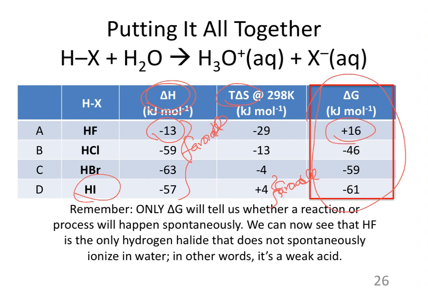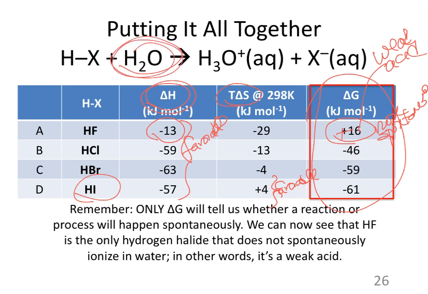Turns out that hydrogen fluoride is the only hydrogen halide that has a positive delta G, which means it is the only one that is non-spontaneous as an acid. What does that mean? If delta G is positive for an acid, that means it's a weak acid. We don't consider it to ionize or act as an acid spontaneously, at least with water. All these numbers are for the acid and water.